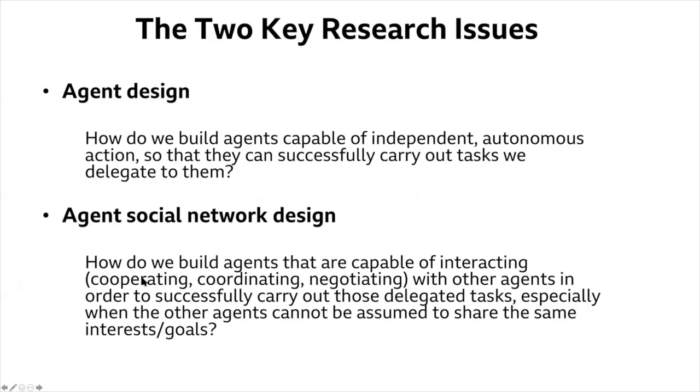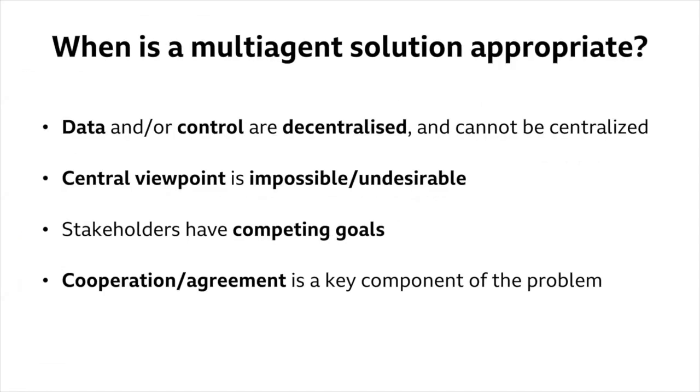What I'm going to talk about is these three capabilities here: cooperation, coordination, and negotiation. So these are three fundamental capabilities which we would like to be able to give to software agents. And my question is, how do we give those capabilities? What are the algorithms, the data structures, and so on that might be required in order to build agents that are capable of cooperation, coordination, and negotiation?